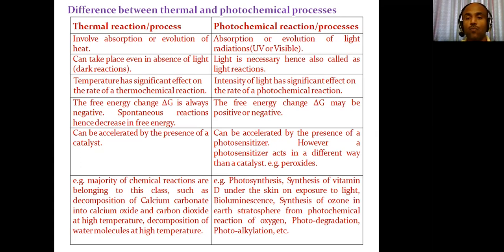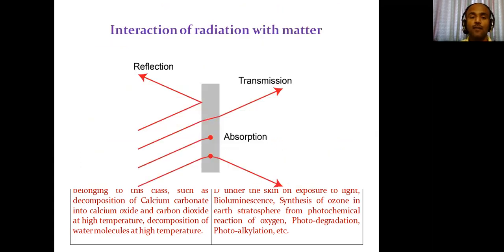Now, examples of photochemical reactions: photosynthesis, synthesis of vitamin D under the skin on exposure to light, bioluminescence, synthesis of ozone in Earth's stratosphere from photochemical reaction of oxygen, photodegradation and photoalkylation. These are some examples of photochemical reactions.